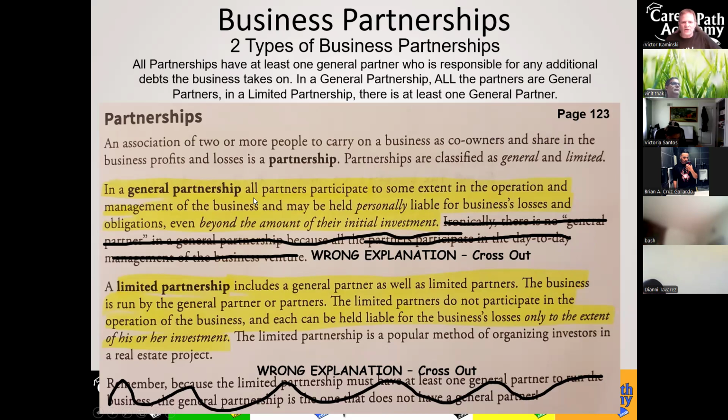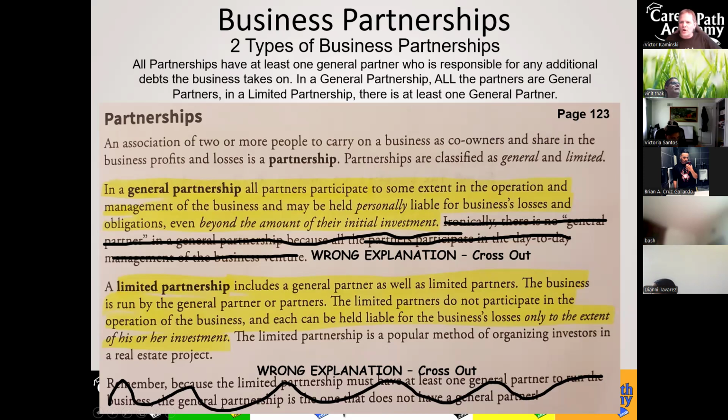What is correct is in a general partnership, all the partners participate to some extent in the operation of the management of the business and can be held liable for the business's losses and obligations, even beyond the amount of their initial investment. So this statement that says, ironically, there's no general partner in a general partnership is just wrong, because all of the partners are general partners in a general partnership. Whereas in a limited partnership, there's at least one general partner and all the others are limited partners.